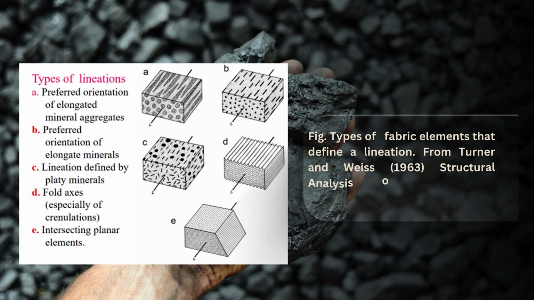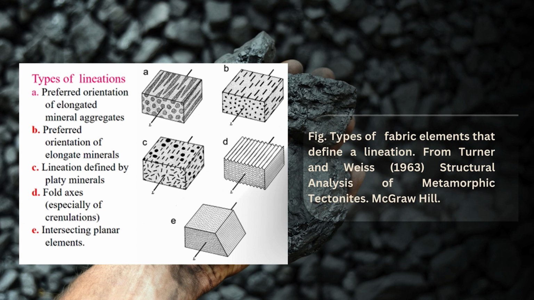Types of lineations. A. Preferred orientation of elongated mineral aggregates is shown in A diagram, whereas B diagram shows preferred orientation of elongated minerals, that is B type preferred orientation of elongated minerals. C. Lineation defined by platy minerals is shown in figure C. D. Fold axis, especially crenulation type, is shown in figure D.